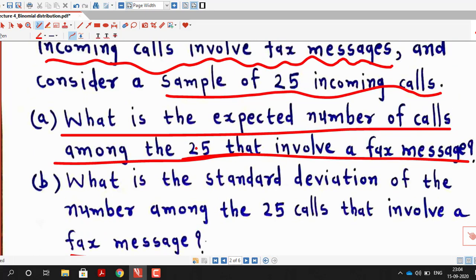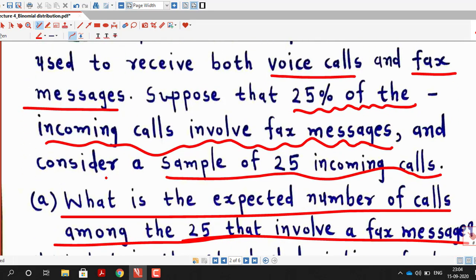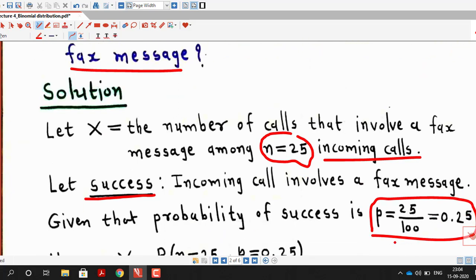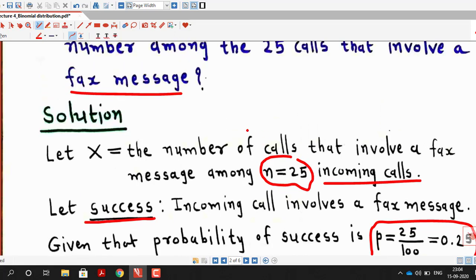So this is the example of binomial probability distribution, because the number of trials is finite and there are only two possible outcomes for each trial: either the incoming call involves a voice call or a fax message. If we consider success to be an incoming call involving a fax message, then the probability of success remains constant at 0.25 for each trial, and all the incoming calls are independent. So this is the example of binomial probability distribution.